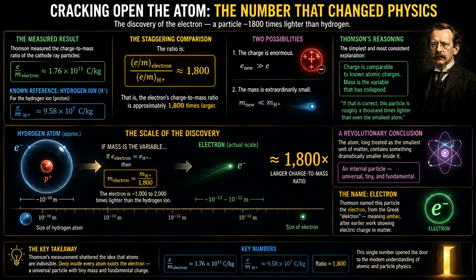There were two possible explanations. Either the new particle carried an enormous electric charge, or it had an extraordinarily small mass. Thomson reasoned that the simplest and most consistent explanation was that the charge was comparable to known atomic charges, and the mass was the variable that had collapsed. If that was correct, this particle was roughly 1,000 times lighter than even the smallest atom. That conclusion was extraordinary on its own terms. It meant the atom, long treated as the smallest unit of matter, contained something dramatically smaller inside it. Thomson named this particle the electron, formalizing a term that matched a charge already known from earlier electrochemical work.